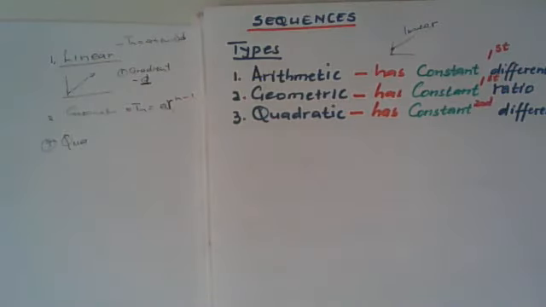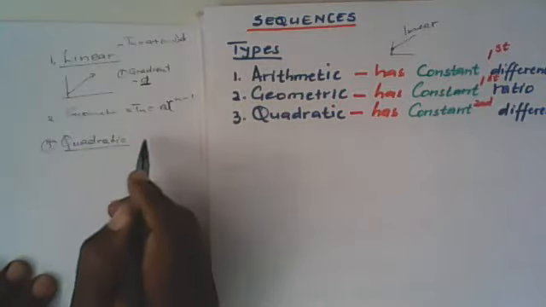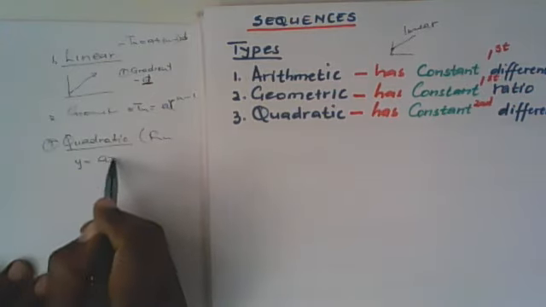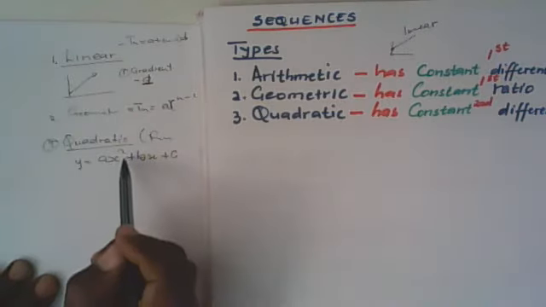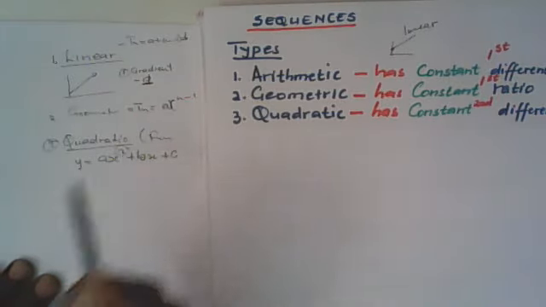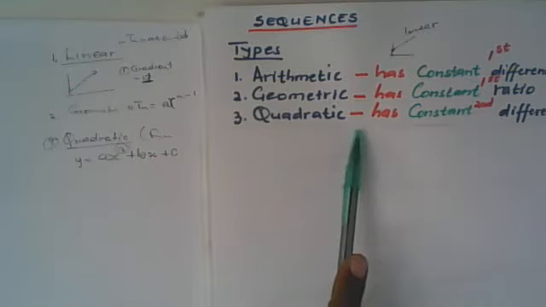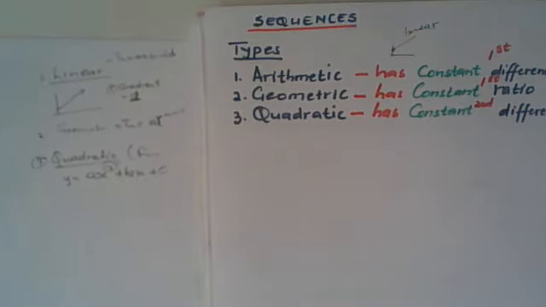Now, when it comes to quadratic, you know what a quadratic function is. It's in the form y is equal to ax squared plus bx, then plus c. This tells you that this should be quadratic. So, in a quadratic, guys, you must have the second constant difference. That is how it is. Now, let's take them one by one.